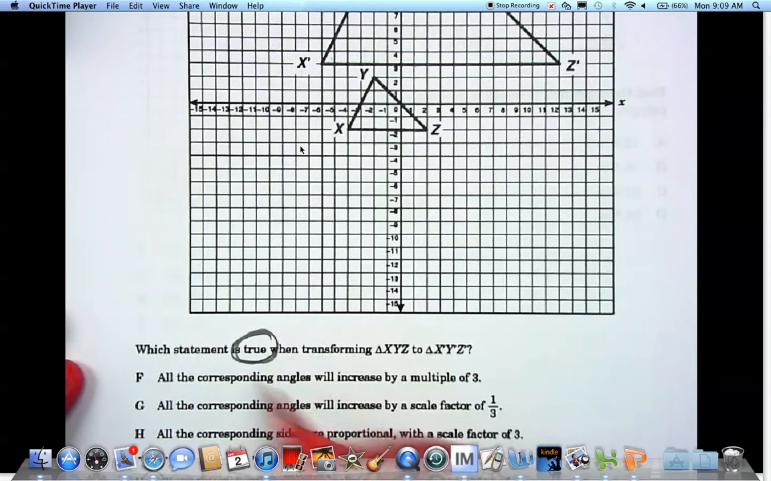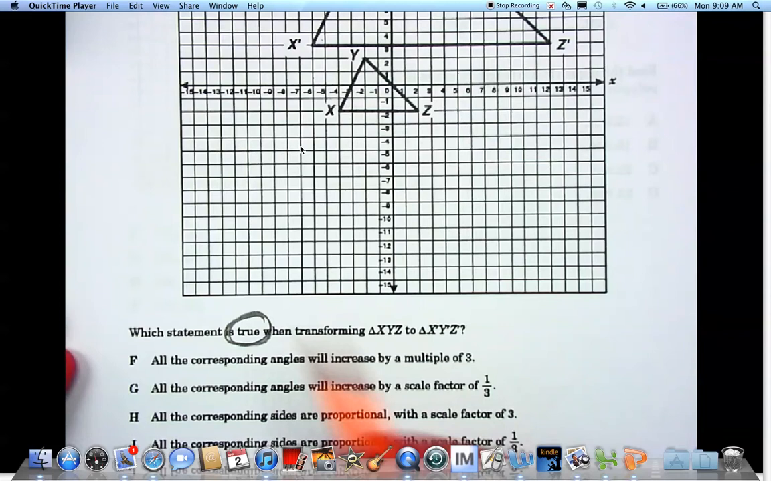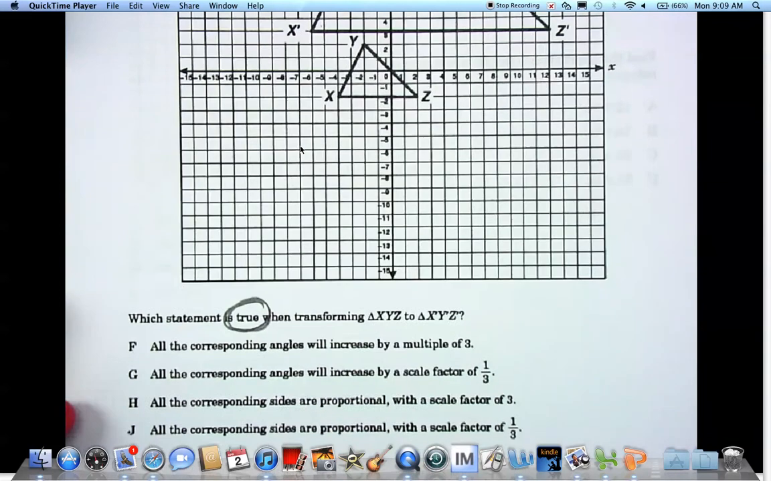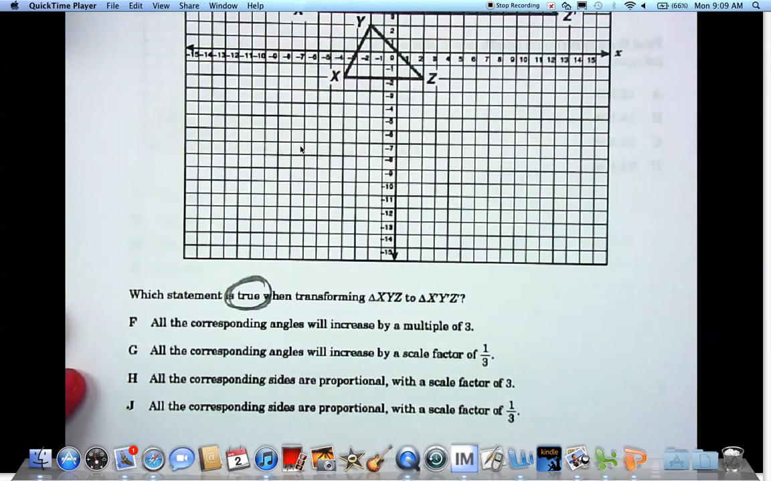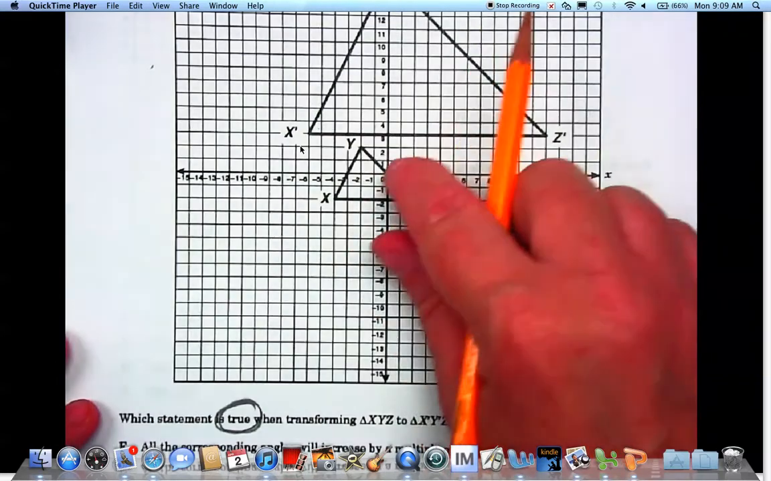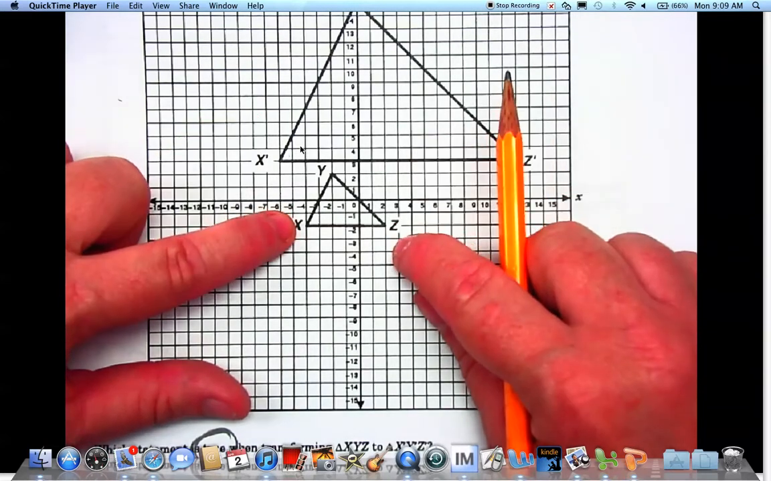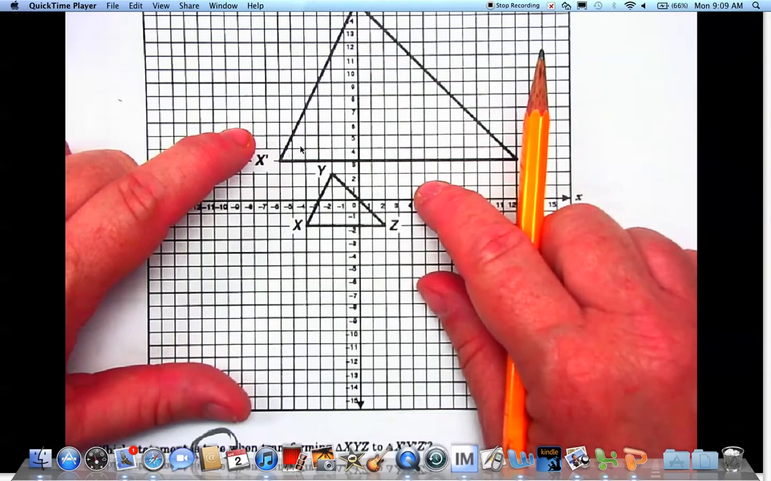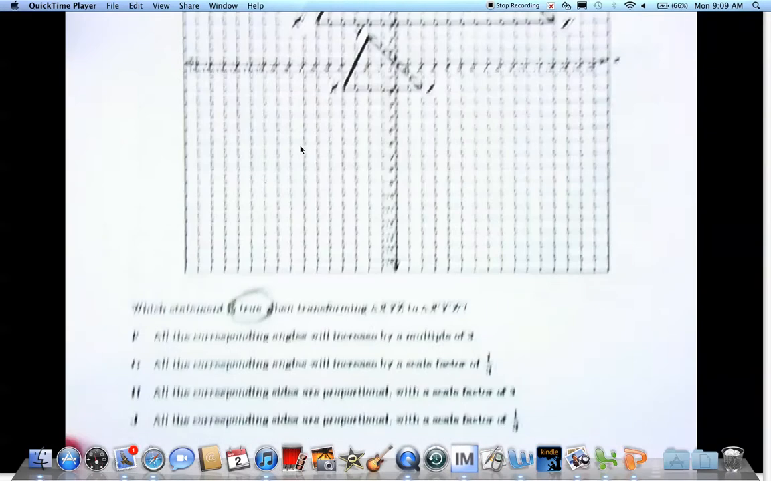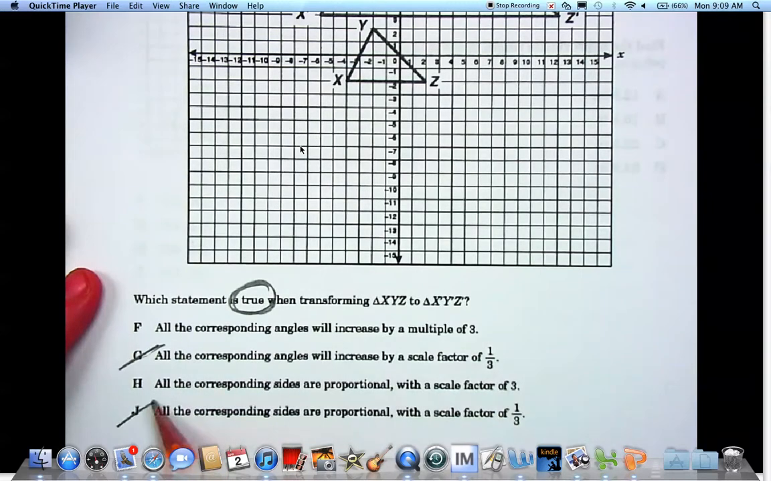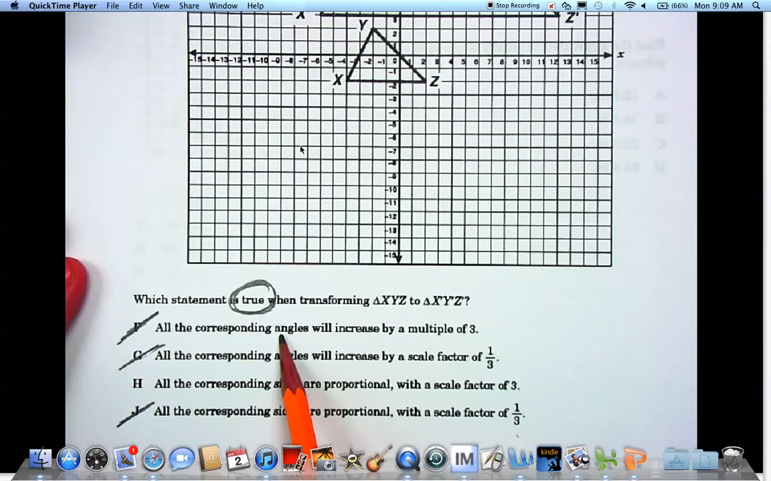Okay. So it says which statement is true, circle true. When you have a text thing, circle true, false, those kinds of things, okay? When transforming triangle XYZ to X'Y'Z', we're going from the original to the new one. Is the original one smaller or bigger? Smaller. So we're going to need to multiply by a number bigger than 1 to get the bigger triangle. So we can eliminate G and J because they aren't bigger, are they? And then you can eliminate F because it's angles, and the angles don't change, because the shape stays the same.